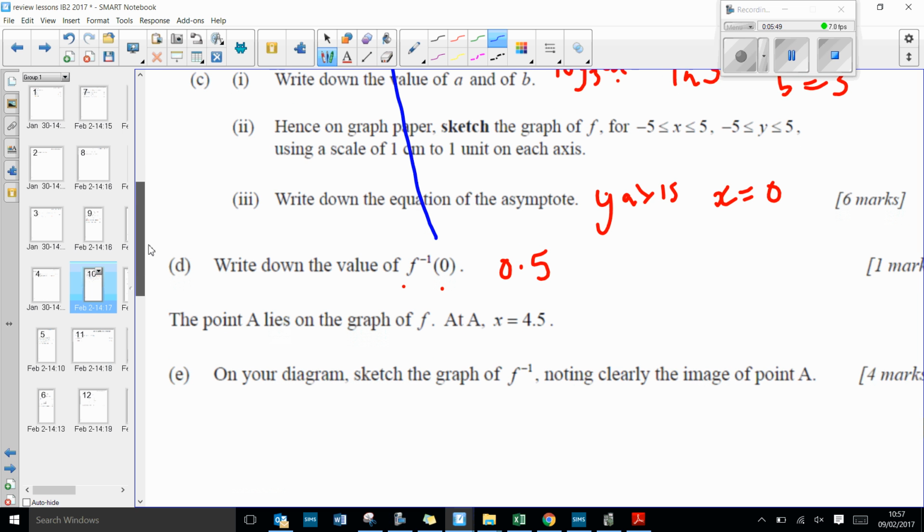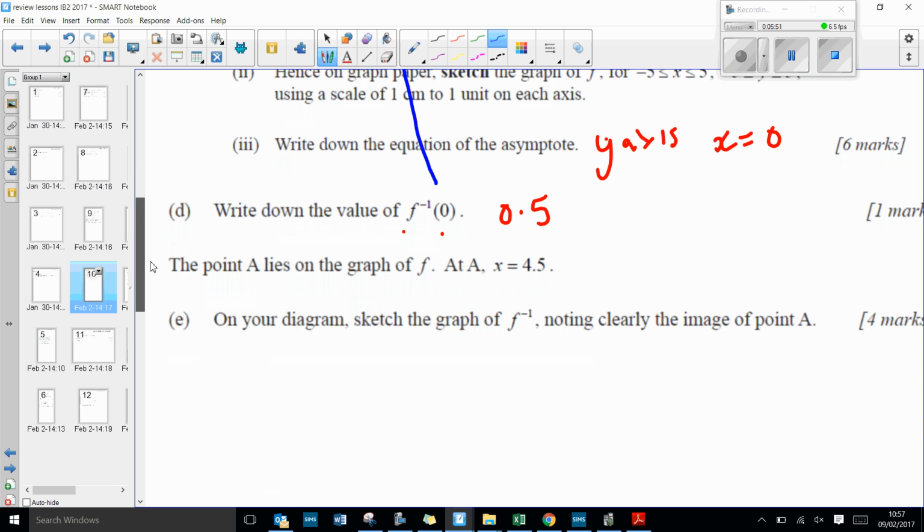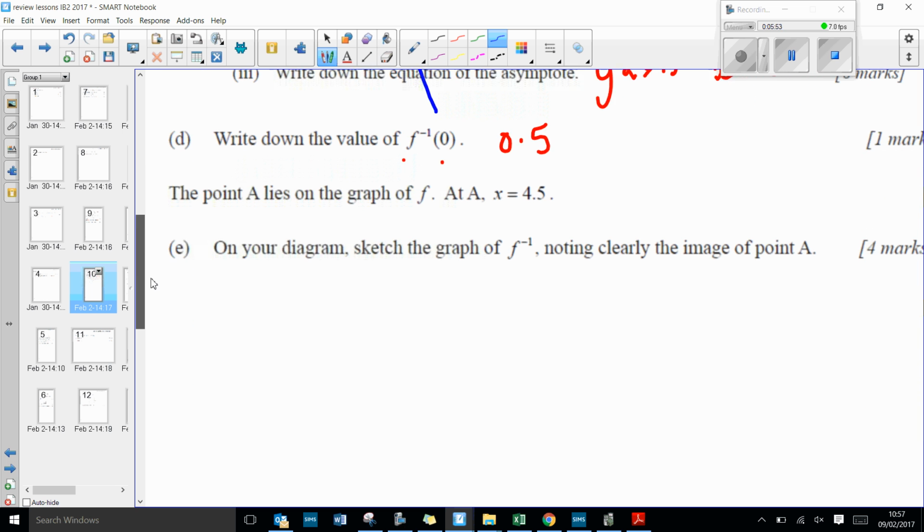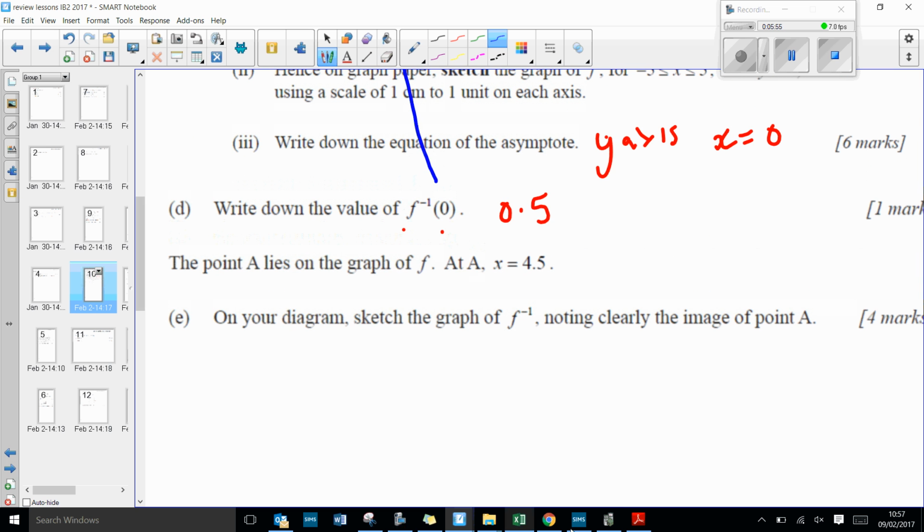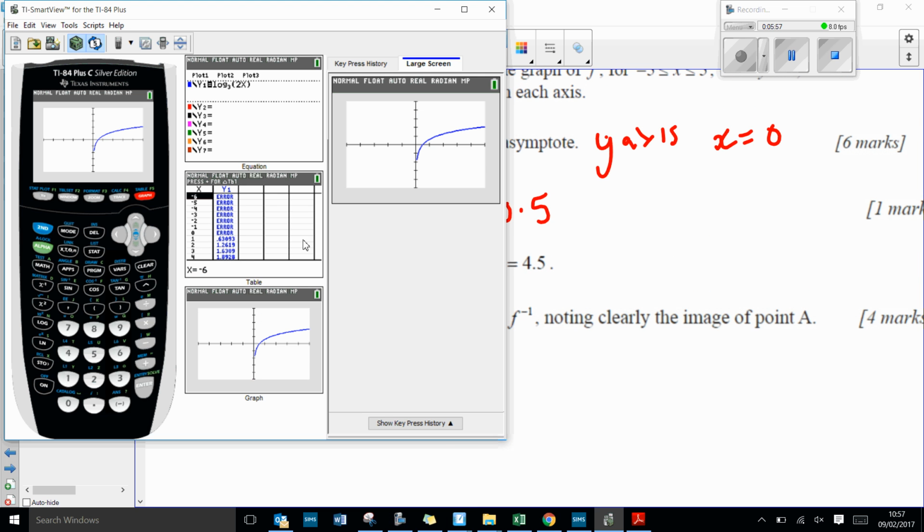On your diagram, sketch the graph of f inverse. Okay, so we know that an inverse function is a reflection in the line x equals y, so I would probably sketch in the line y equals x and then just draw that reflection in.